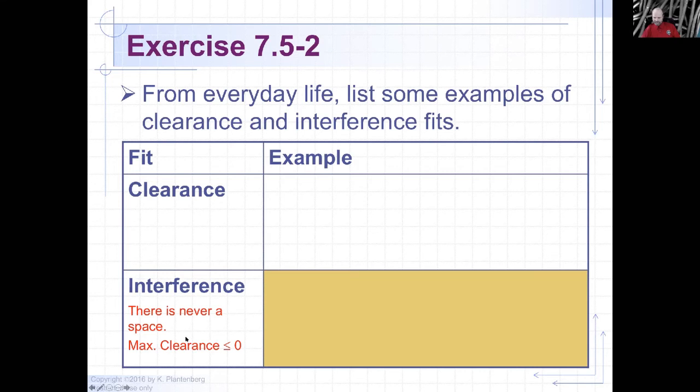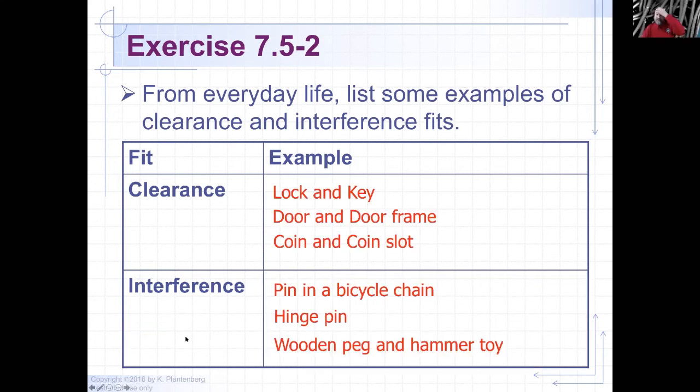All right. So the pin in a bicycle chain is an interference fit, right? It's loose until you put tension on it and it connects. And then there's a hinge pin, the pin in the hinge, right? There's clearance there, but when you start to rotate it, you will get some interference that way. And then a wooden peg and a hammer toy, right? Goes in easy, and then they hammer it in more, and it gets stuck.